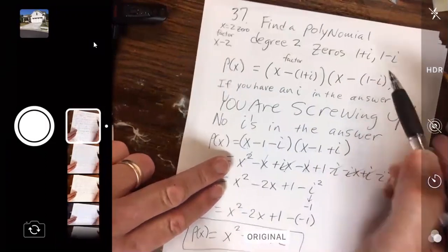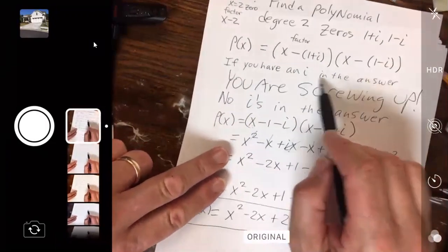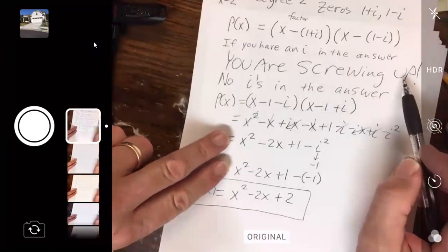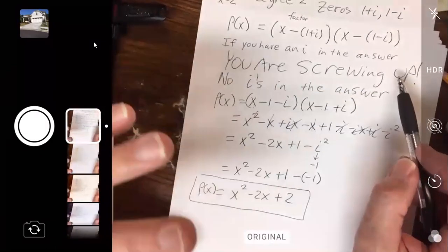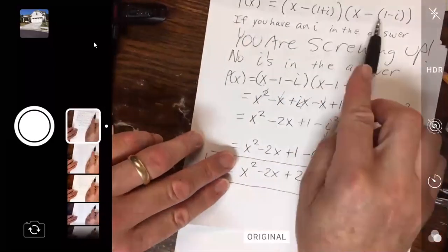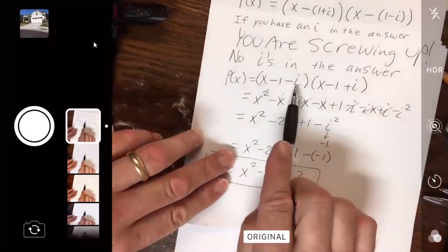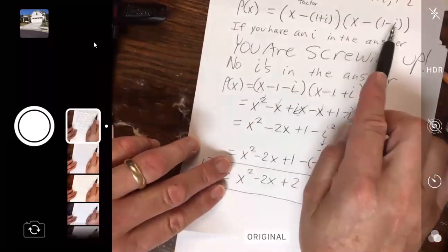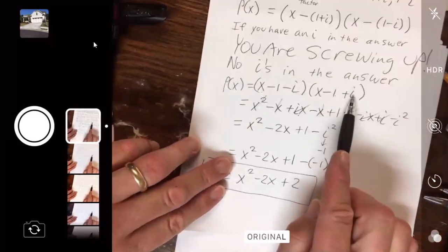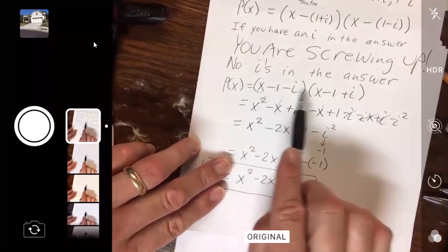All right. The rest of this is FOILing all out. And if you wind up with an i in the answer, you're screwing up. All the i's will vanish. So I distributed through the minus signs: minus 1 minus i there, then you get a minus 1 and plus i there. And then it's just a matter of distributing. I would distribute each piece in this through the second one.